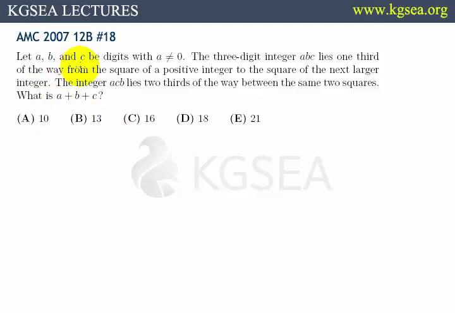Let A, B, and C be digits with A not equal to 0. So it's 3-digit numbers, right? They just made sure the first digit is not 0.